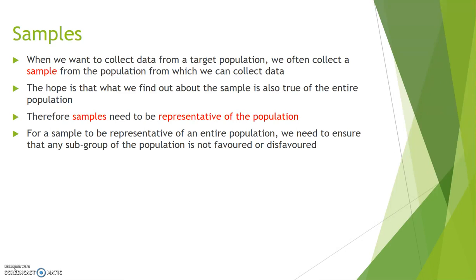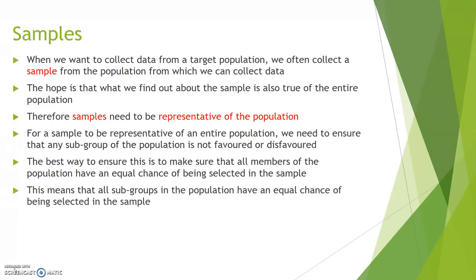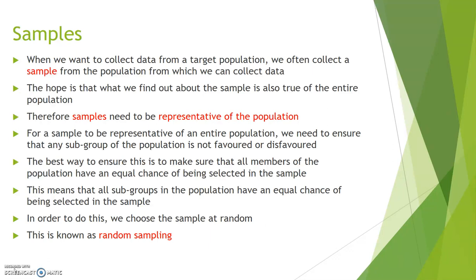For a sample to be representative of an entire population, we need to make sure that any subgroup of the population isn't favoured or disfavoured. The best way to ensure this is to make sure that all members of the population have an equal chance of being selected in the sample. In this way, it means that all subgroups in the population have an equal chance of being selected in the sample. In order to do this, we choose the sample at random. This is known as random sampling.